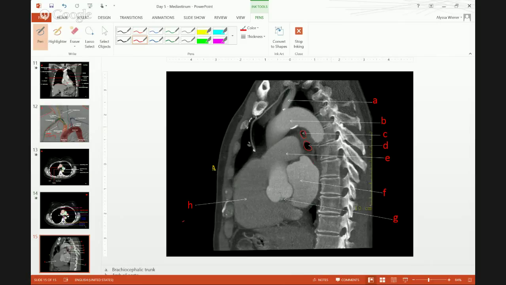C is the eparterial bronchus. Remember, in the right lung, we have the eparterial bronchus going to the superior lobe, and then D is what? D is pointing to bronchus intermedius, which is going to the middle and the inferior lobes of the right lung.